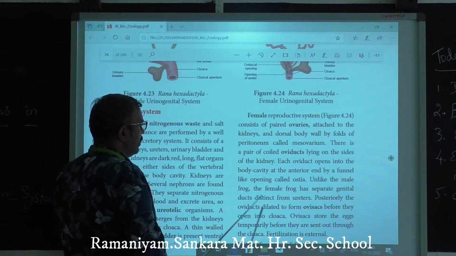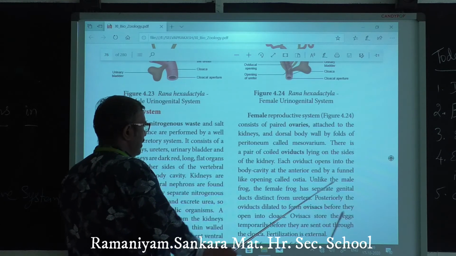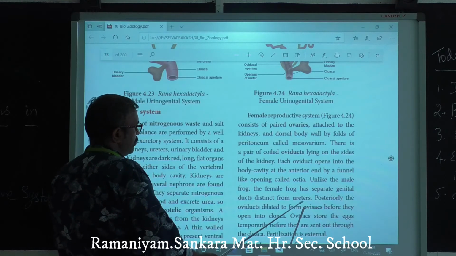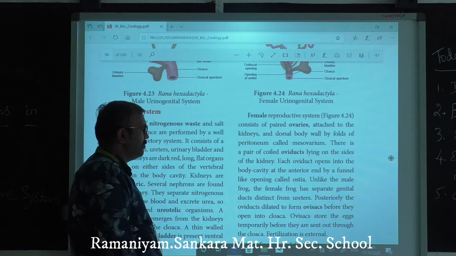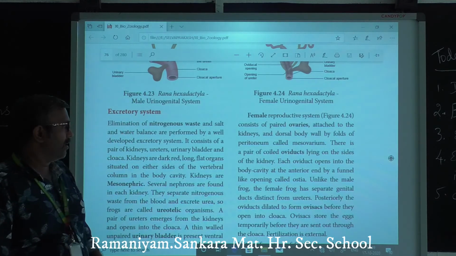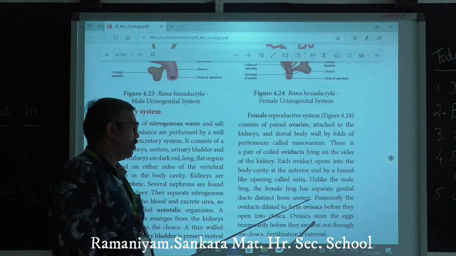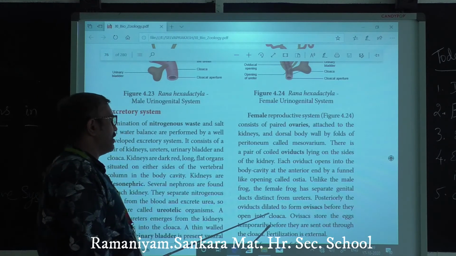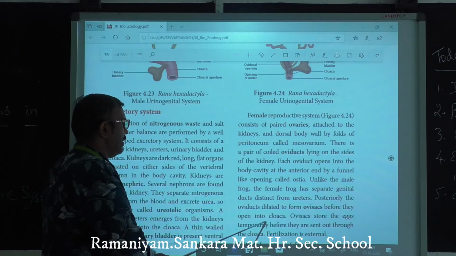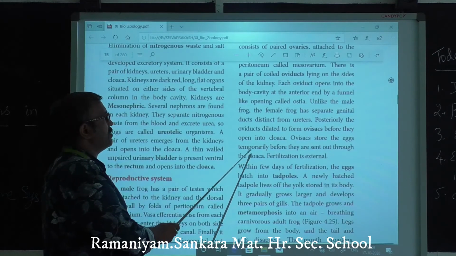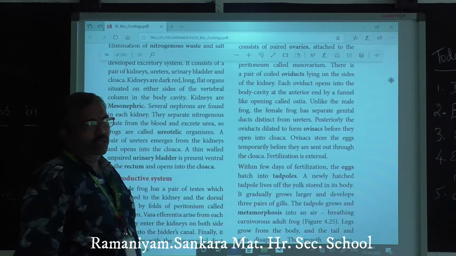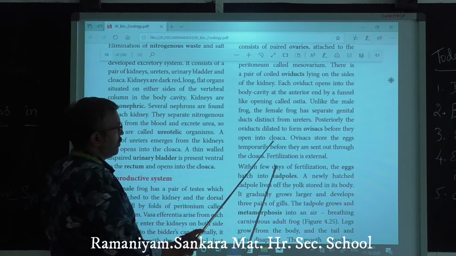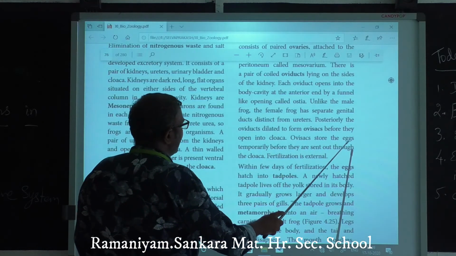Unlike the male frog, the female frog has separate genital ducts distinct from the ureters. Posteriorly, the oviducts dilate to form ovisacs before they open into the cloaca. The ovisacs store the eggs.